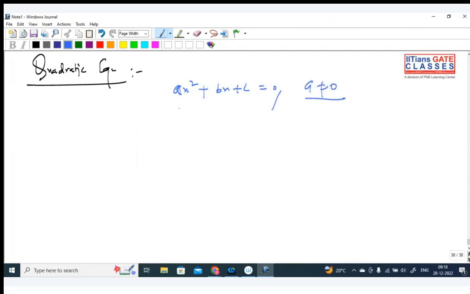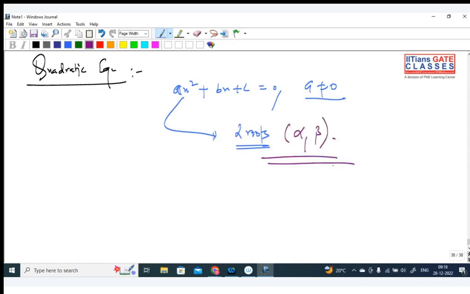The value of x is basically known as roots. So the two roots will be, you can say, alpha and beta. This is what the quadratic equation is, right? And this is very important. The quadratic equation has only two roots always, right? Always, I'm telling. Always. Why? Because there is a degree 2. These things are very, very important. So how to find the roots of the equation?